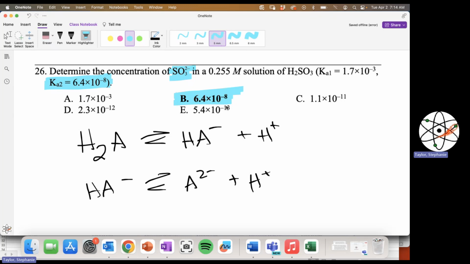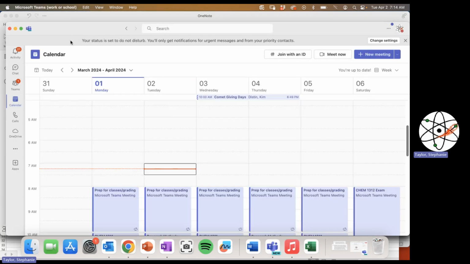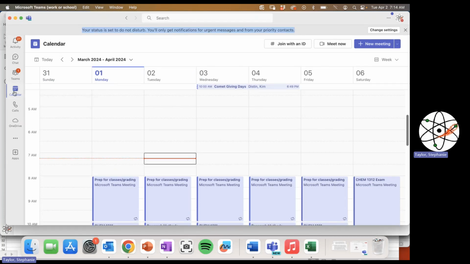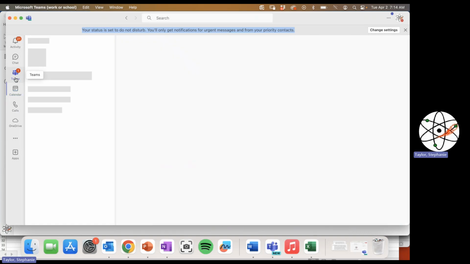Ka2 should be the answer to this question, and you're done. And that's it, and it's over. And there's absolutely no math required for this problem. For those of you that are like, but what about my ice table? What I'm going to do, instead of walking you guys through all of that math, is I'm going to show you where you can find it.